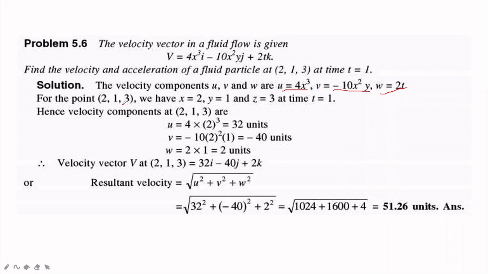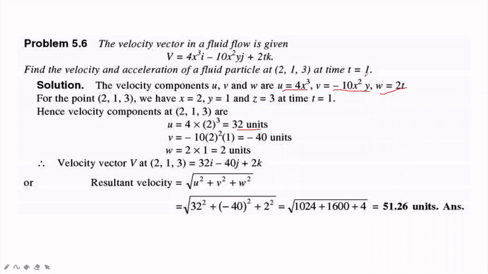Now for the point 2, 1, 3, the x value is 2, the y value is 1, and the z value is 3. For these values, we have to calculate u, v, and w. So x is 2, y is 1, z is 3, and time is 1. Hence the velocity components at 2, 1, 3 are: u is equal to 32 units. Directly we are getting it. They will give it in the form of an equation to confuse you. They also give what to substitute. Some people ignore this information, but it's an easy problem, right? We just have to substitute the given values into the standard equation. So u is equal to 32 units.